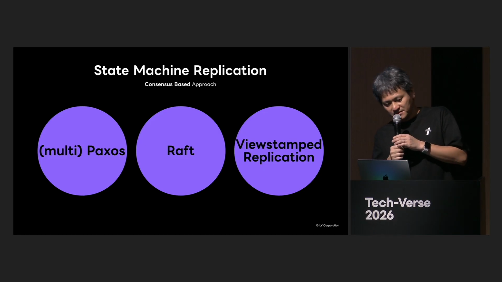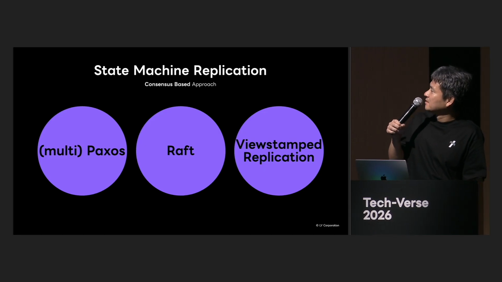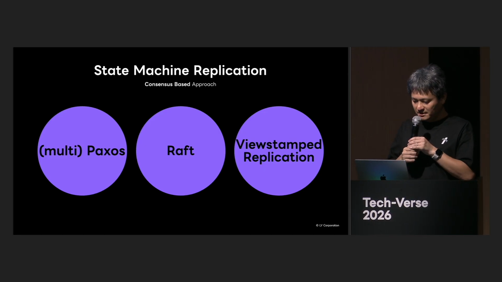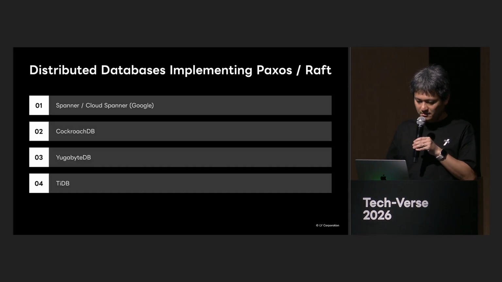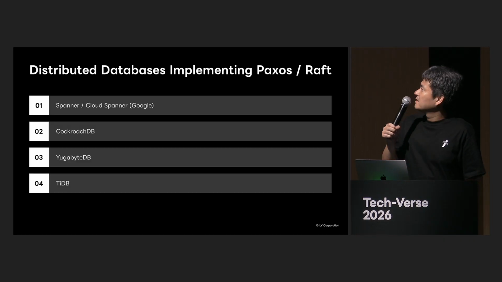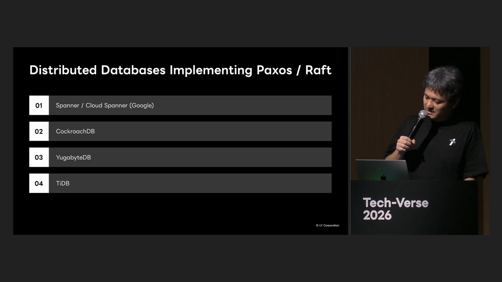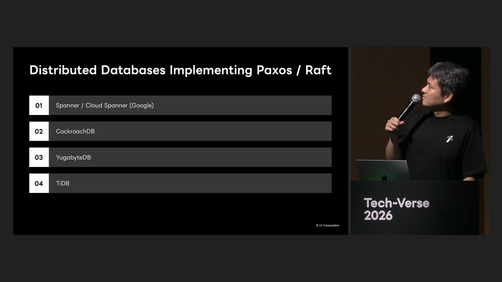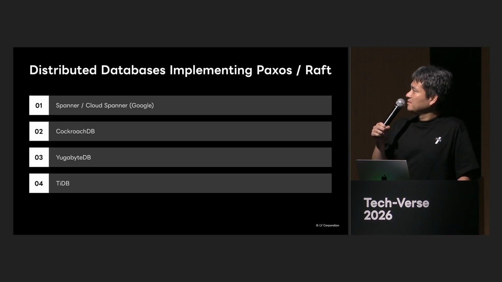So I know keywords like Paxos and Raft come to mind. That's right. It's sometimes called that too. Therefore, databases that actually implement such algorithms are available. There are already several in the world.